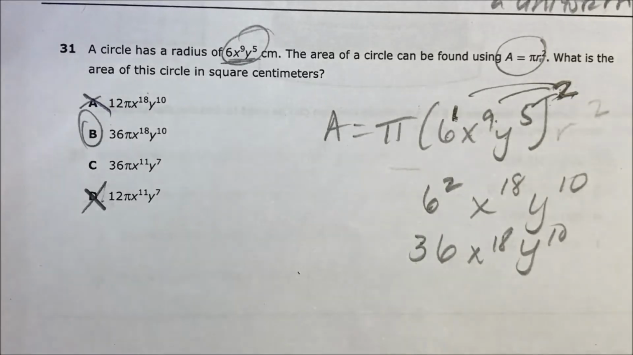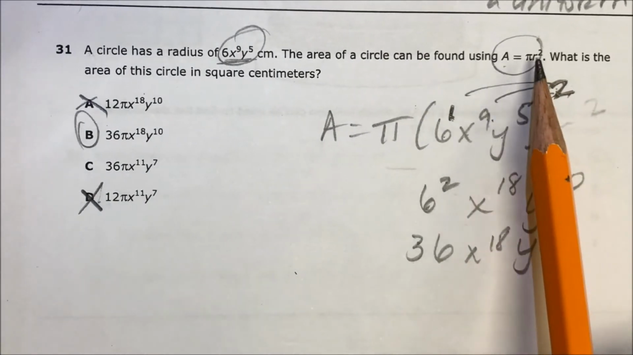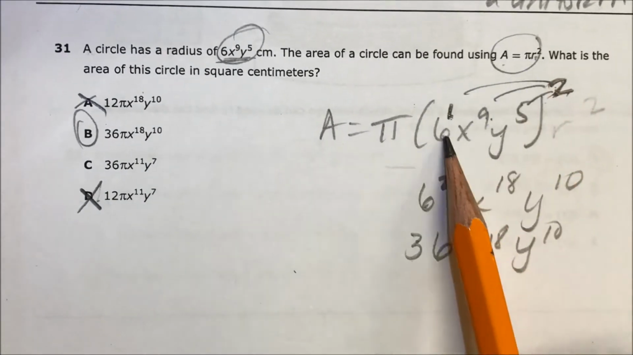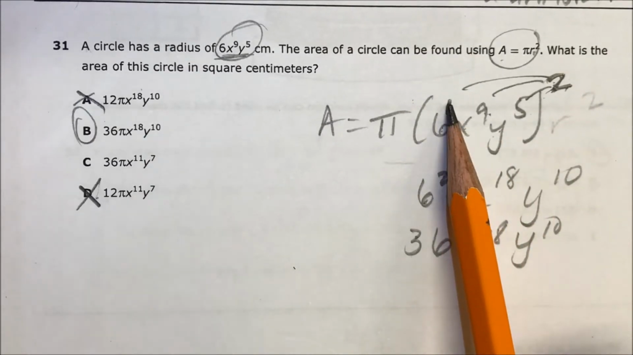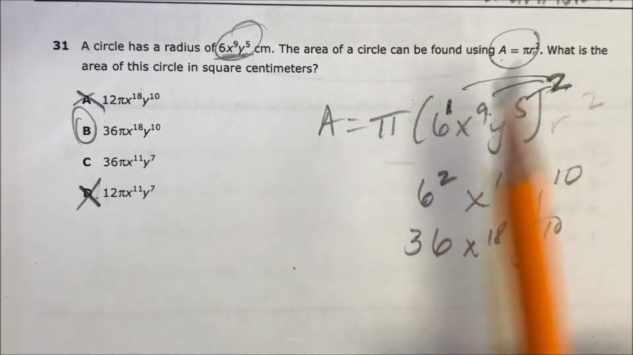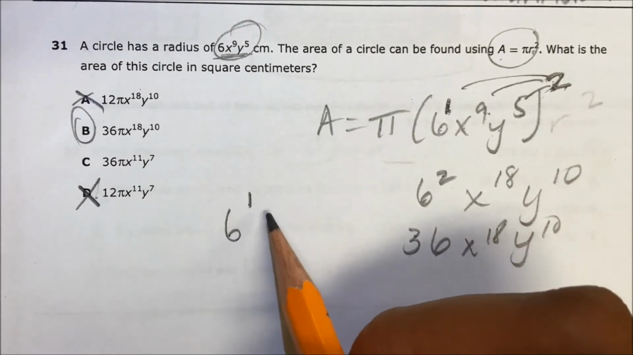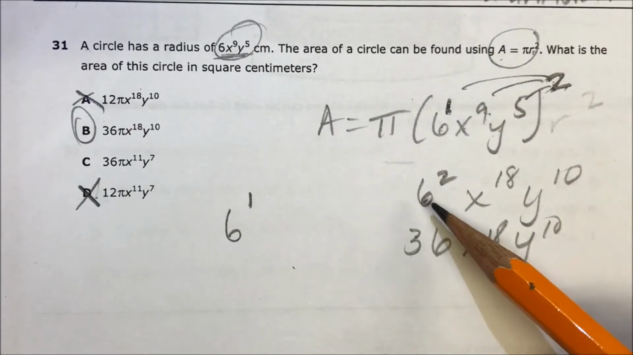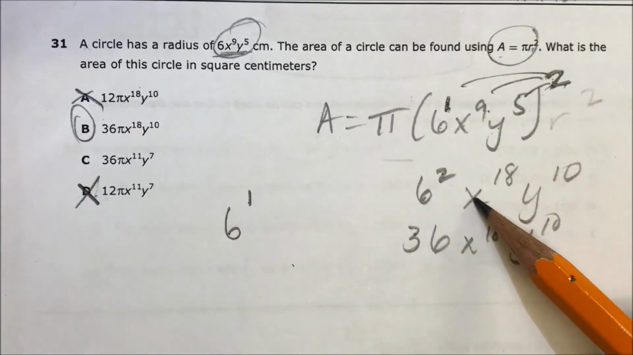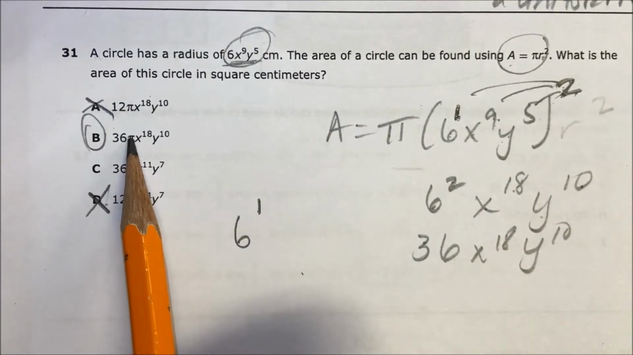Now, starting with question number 31, it says that I need the radius to be plugged in order to find the area. So go ahead and substitute r with 6x to the 9th, y to the 5th, making the exponent on the 6 a 1, because 6 is the same thing as 6 to the first power. Now, when you multiply each exponent by 2, you get 6 squared, x to the 18th, y to the 10th, making the answer B as in boy.